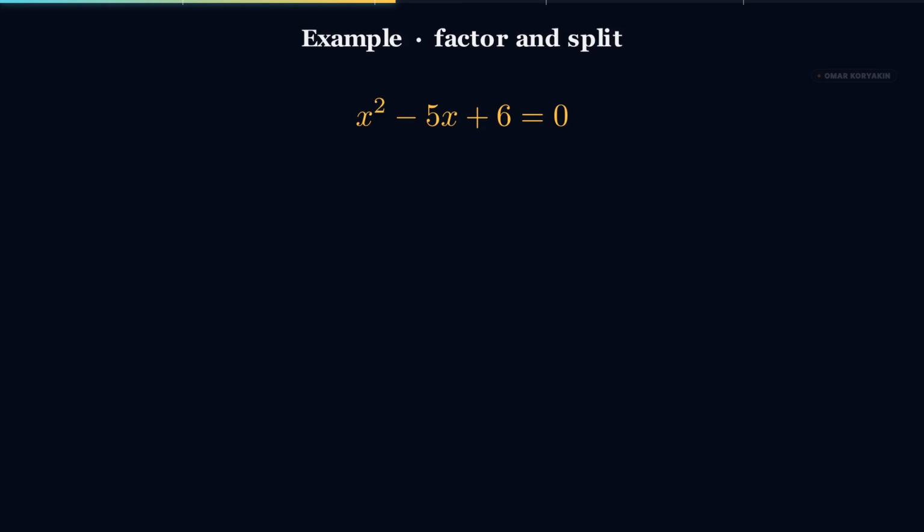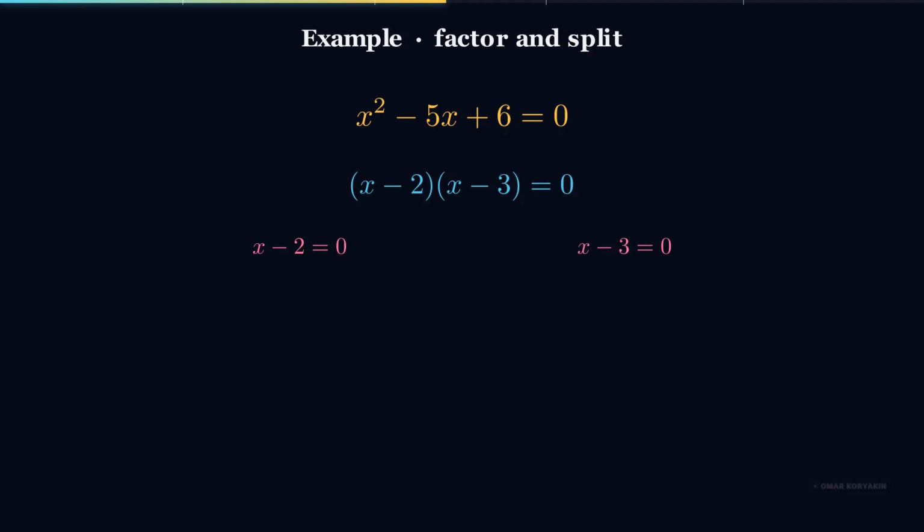The equation is already in the form polynomial equals 0, so step 1 is done. Move directly to factoring. Factor the trinomial. Two numbers whose product is 6 and sum is negative 5 are negative 2 and negative 3. The factored form is x minus 2 times x minus 3, all set equal to 0.